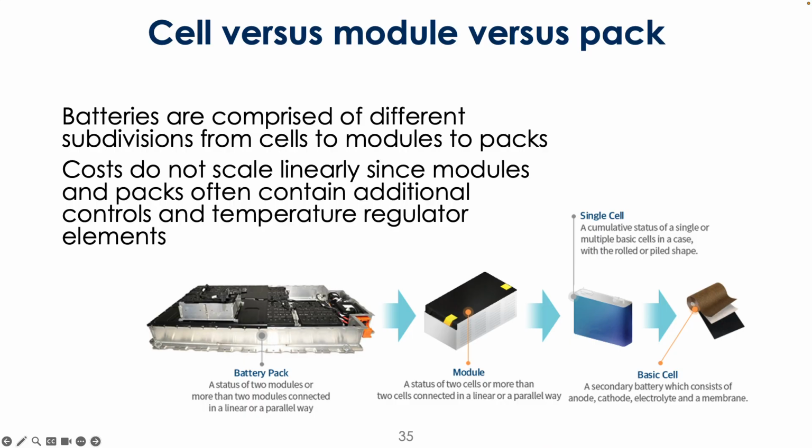You need the casing to hold everything together, and there are components that connect the cells together. When we scale up to 10 modules in a pack, that pack again is not going to be 10 times the cost of the module. It could be even more, because that's where you're doing additional controls, like battery management controls. You could have temperature sensors and regulators. All of these things lead to incrementally more costs that make it more expensive than linear scaling based on the number of cells.